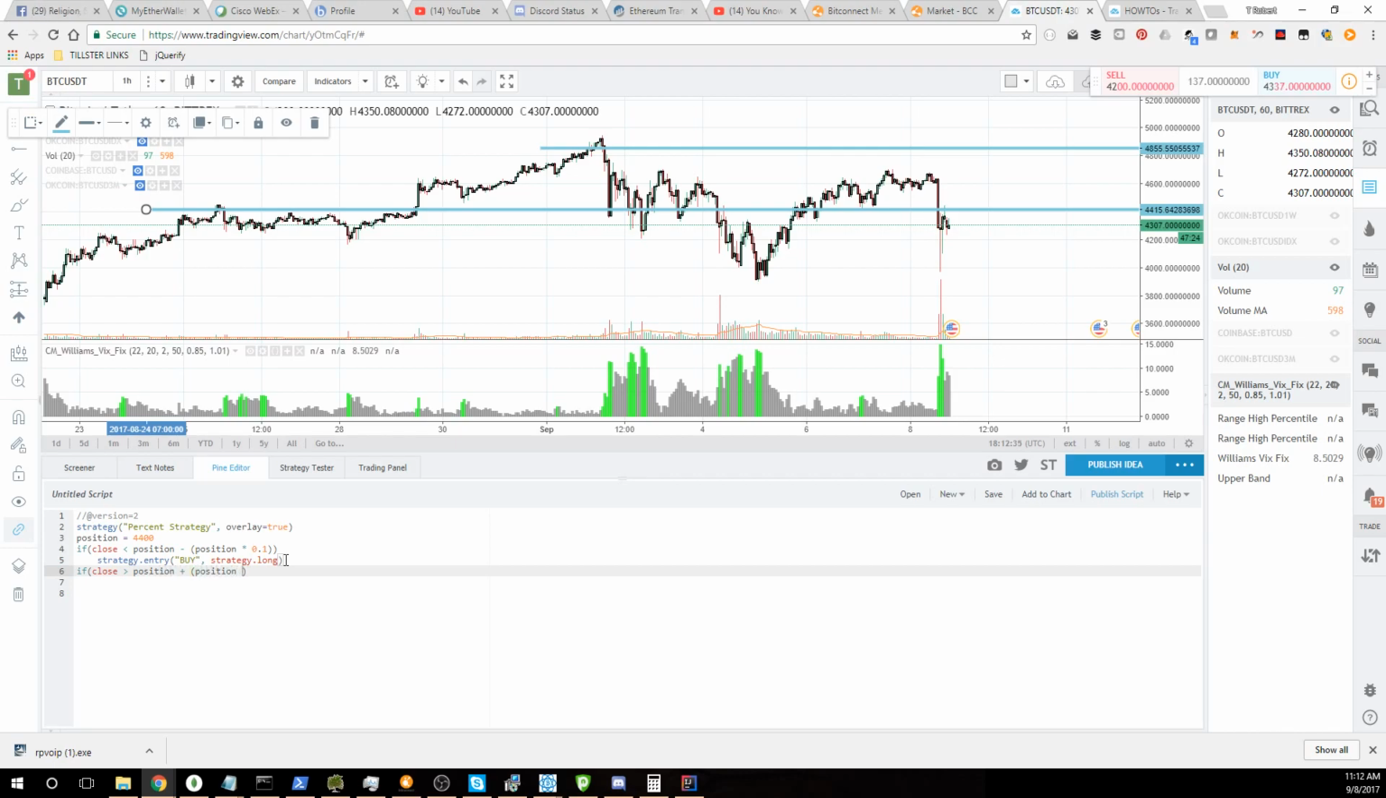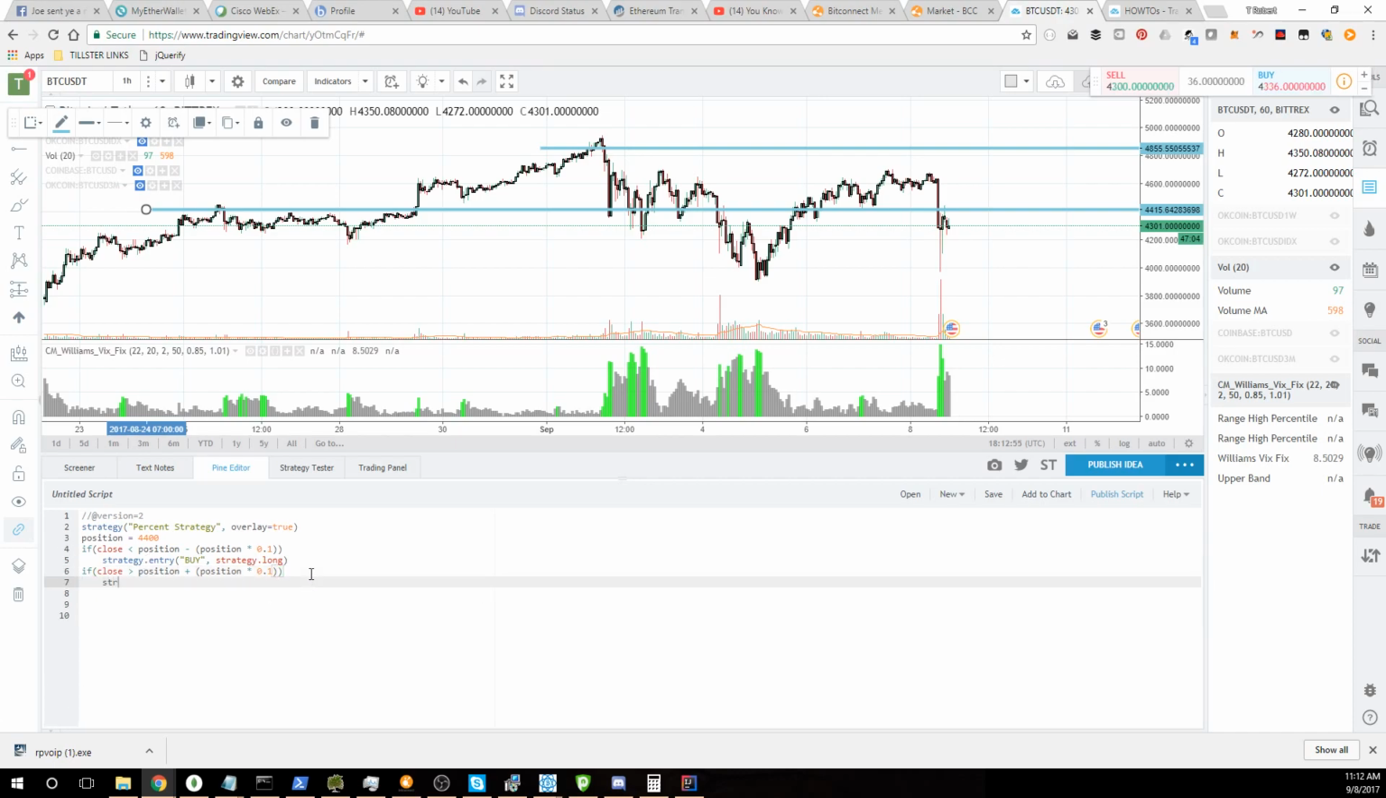Otherwise, if the close is greater than our position plus 10% of our position, it's the same equation, okay? Here we're subtracting 10% of our position from our position. Here we're adding 10% of our position to our position. And if our close is greater than that, then we want to do a sell, and this is a strategy short.